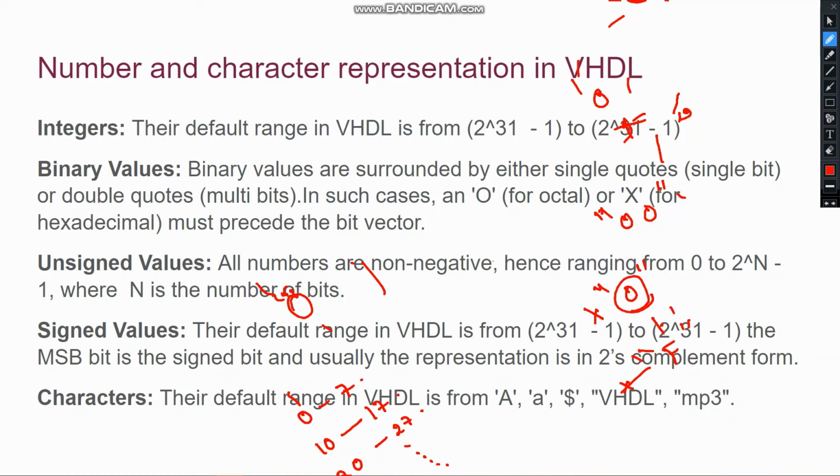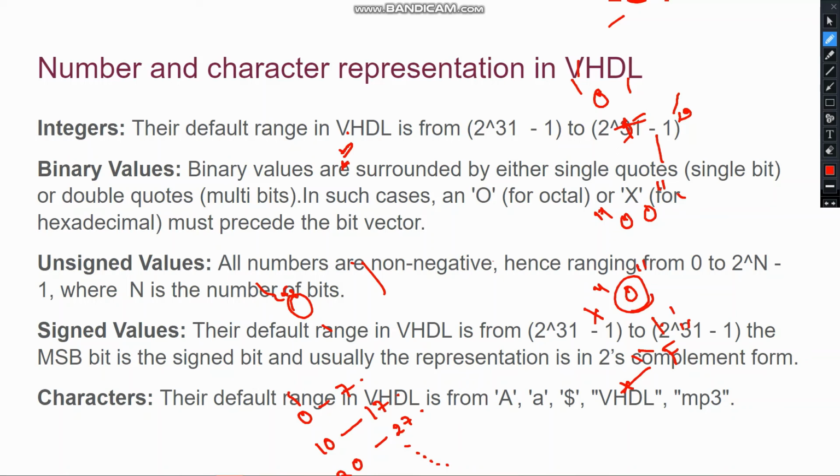Unsigned values are values where the range is from 0 to 2 power n minus 1, where n is the number of bits. So if it is 4 bit, it is 2 power 4 minus 1. You have your unsigned values, which are non-negative values. So they have to start from 0. You have no other choice.